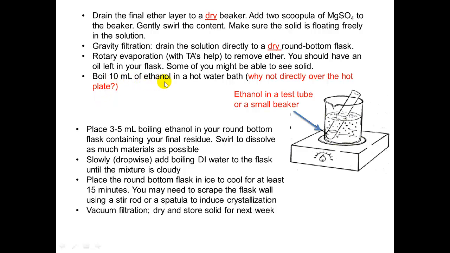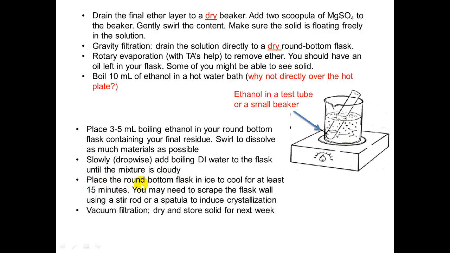Boil 10 ml of ethanol in a hot water bath. Do not directly boil ethanol on top of the hot plate because ethanol is flammable. If you boil ethanol directly on a hot plate, it might catch on fire. Place 3 to 5 ml boiling ethanol in your round bottom flask containing your residue. Swirl to dissolve as much material as possible. Then slowly add boiling DI water to the flask until the mixture is cloudy.